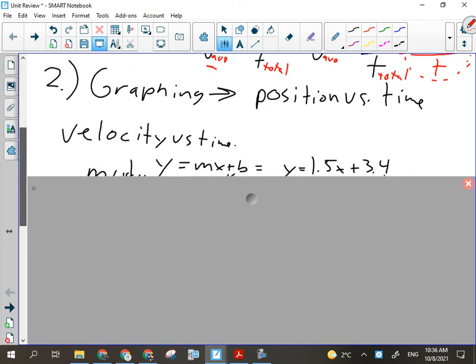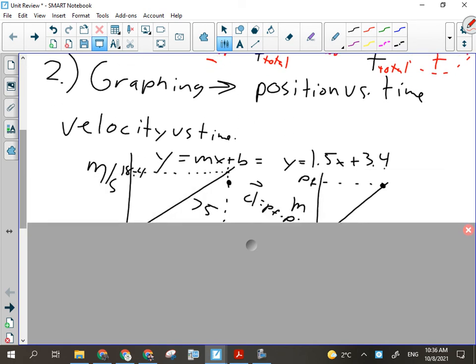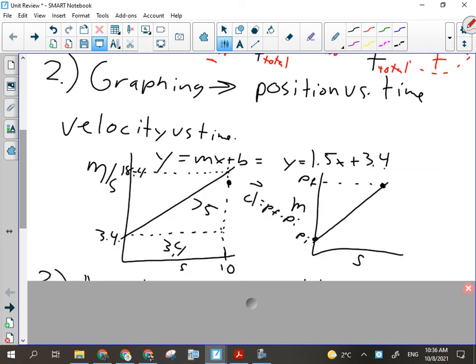Okay, things to remember. If I'm looking at a velocity versus time graph, like the one here on the left, what is this showing?